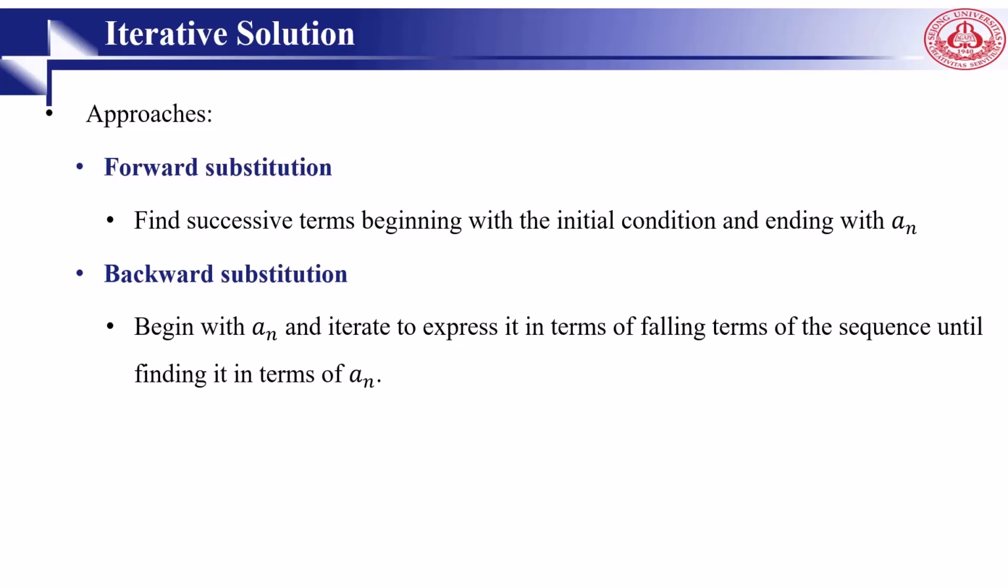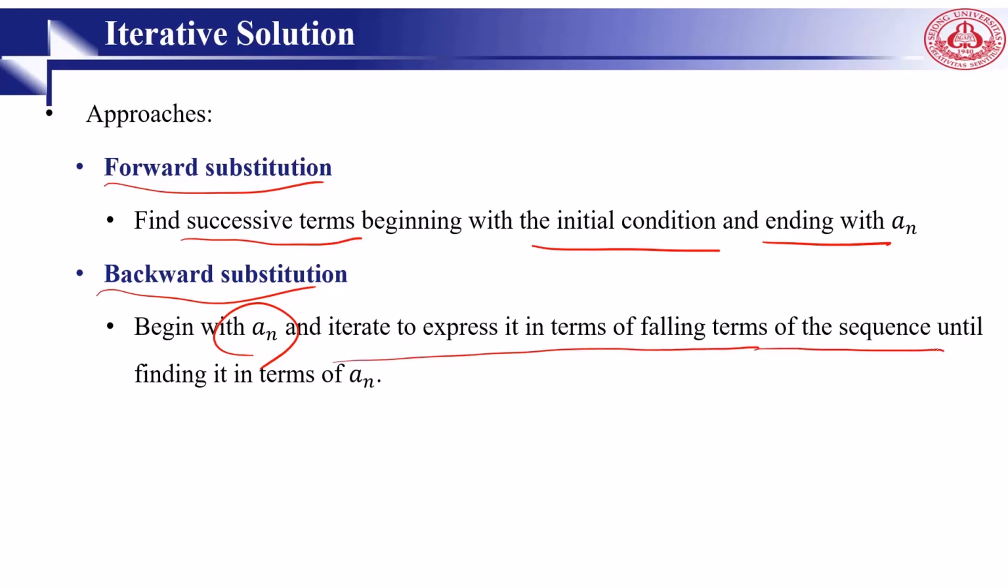There are two approaches for iterative solutions. One is forward substitution and another one is backward substitution. In forward substitution, we try to find successive terms beginning with the initial condition and ending with an. And on the other hand, in backward substitution, we start with an and then we iterate to express it in terms of following terms of the sequence until we find it in terms of the initial condition.